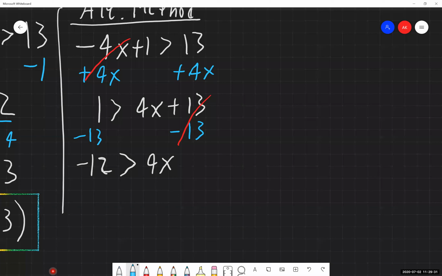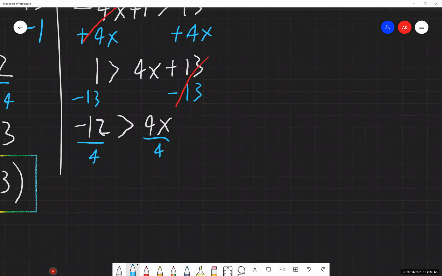And now from here, I don't want 4x, I just want x. So I'm dividing both sides by a positive 4. Remember, we only flip the sign if we multiply or divide by a negative value. I am dividing by a positive value here, so the direction of the sign is going to stay the same. So now I have negative 3 is greater than x.